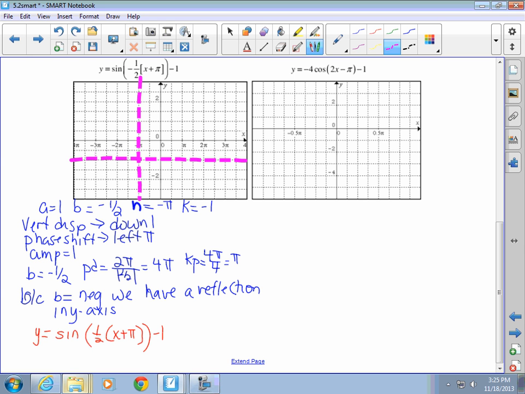My key points are every pi. I have to complete this within 4 pi. One cycle has to be within 4 pi. Let me just do purple for my key point. So every pi, I have to have a key point. So that means here, here, here, here, and here. And if I'm going the other direction, it would be there.